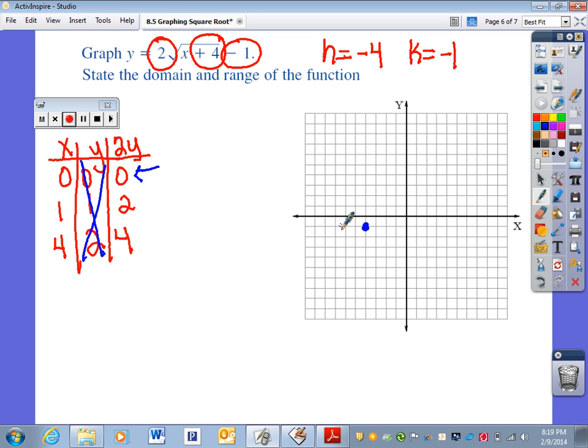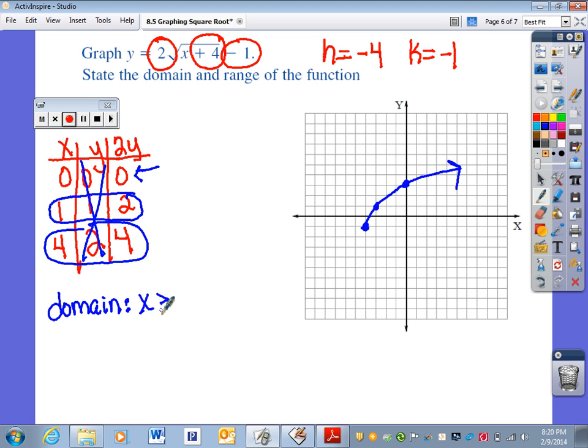Then from that point, we're going to use these two coordinates to determine our next points. So from this beginning point, we're going to go to the right 1 and up 2 units. And back to that original point, we're going to go 4 units to the right and 4 units up. And then we'll draw that new function. So taking a look at the domain of this square root function, we know that x needs to be greater than or equal to -4, and for the range of this particular square root function, we know that y needs to be greater than or equal to -1.